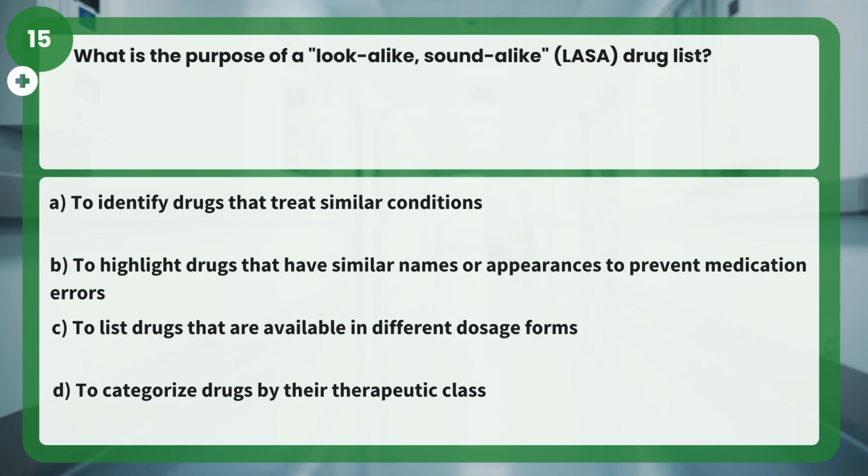Question 15. What is the purpose of a look-alike, sound-alike, LASA drug list? A. To identify drugs that treat similar conditions. B. To highlight drugs that have similar names or appearances to prevent medication errors. C. To list drugs that are available in different dosage forms. D. To categorize drugs by their therapeutic class.